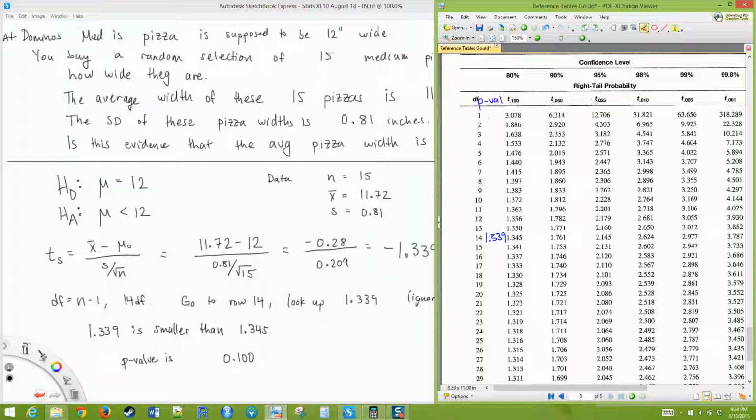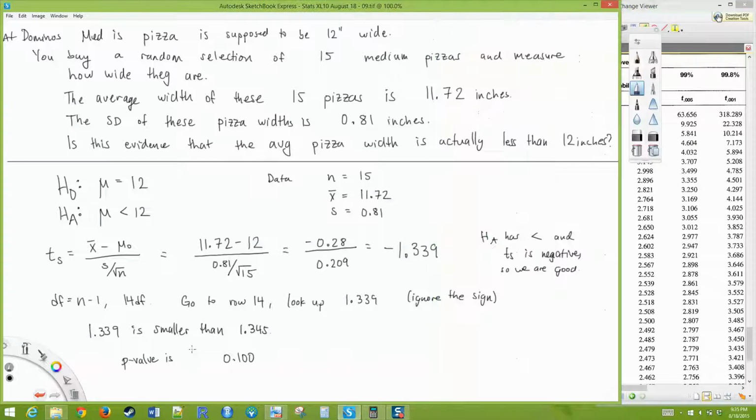This part weirds people out, but don't be weirded out by it. 1.339 is smaller than 1.345, but notice that these numbers get bigger as we go to the right: 1.345, 1.761. Meanwhile, the column headings, 0.100 versus 0.050, 0.025, get smaller as I go to the right. So in this case, 1.339 is smaller than 1.345, but my p-value would be greater than 0.100.